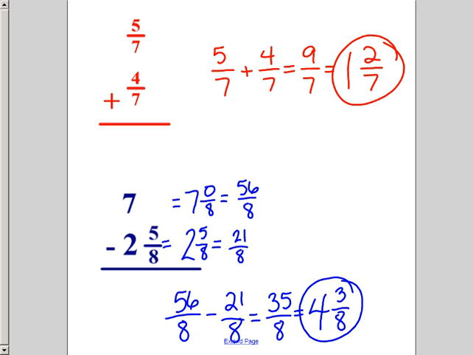So 7 and 0 eighths is equal to 56 eighths. 2 and 5 eighths is equal to 21 eighths. When I do 56 eighths minus 21 eighths, I'm going to get 35 eighths, which equals 4 and 3 eighths.